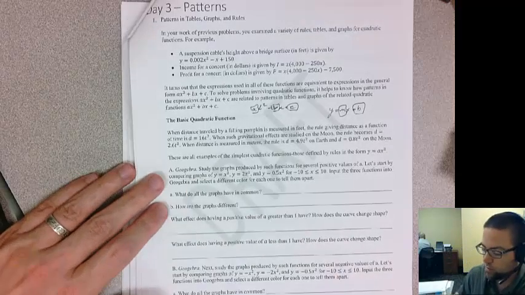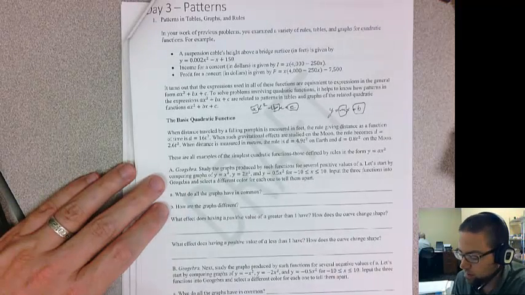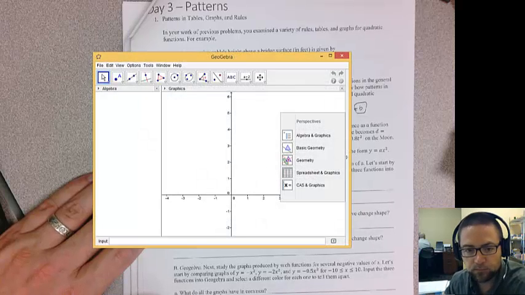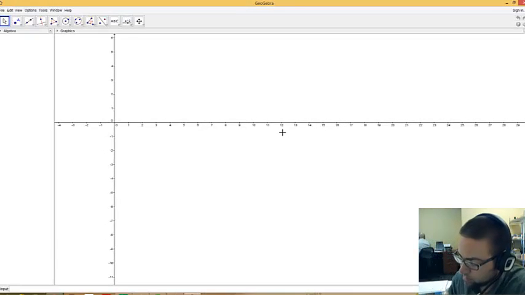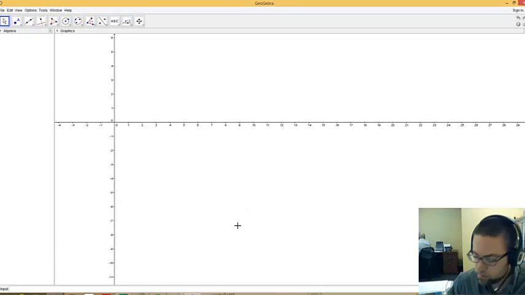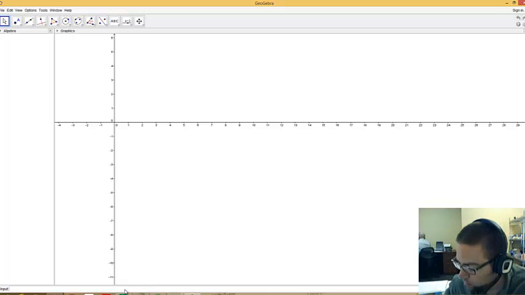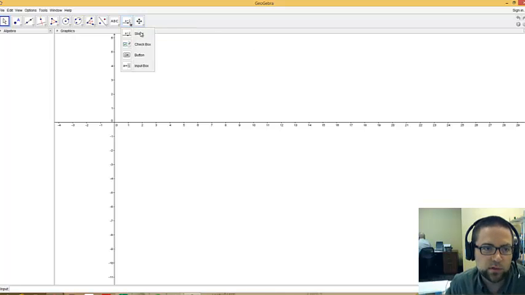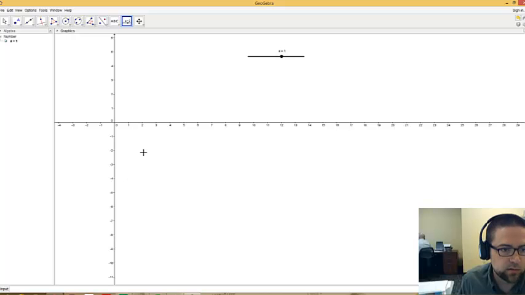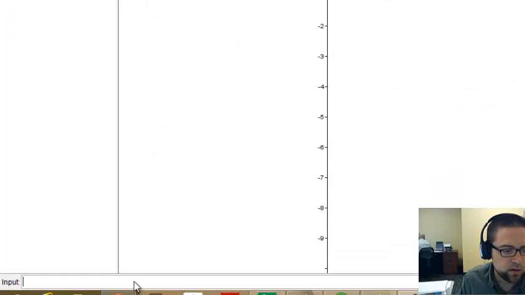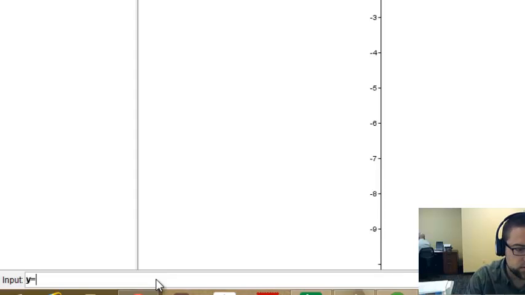So we're going to look at it in GeoGebra. I'll just go ahead and open GeoGebra right now. And what they ask you to do is to graph y equals x squared, y equals 2 times x squared, and y equals 0.5 times x squared. I think we could just throw a slider on there. Instead of doing each of those in a different color, I'm just going to make a slider, and you say y equals a times x squared.